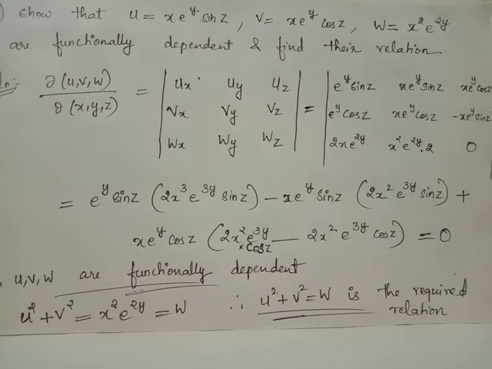When you square and add functions u and v, you see that u square plus v square equals x square into e raised to 2y multiplied by sin square z plus cos square z. Since sin square z plus cos square z equals 1, we obtain u square plus v square equals x square e raised to 2y, and thus we have u square plus v square equals w, which is the required relation.